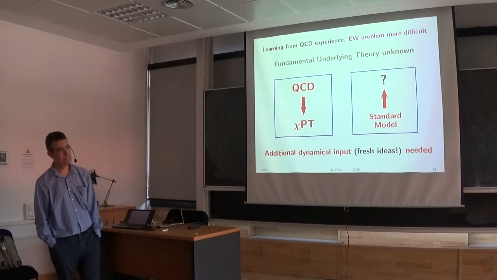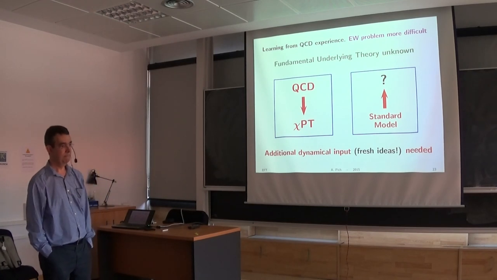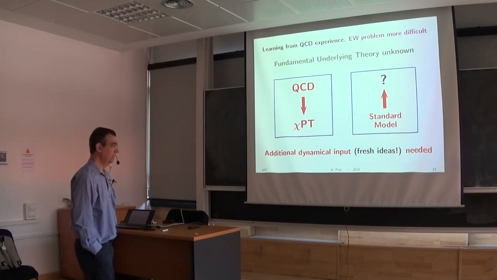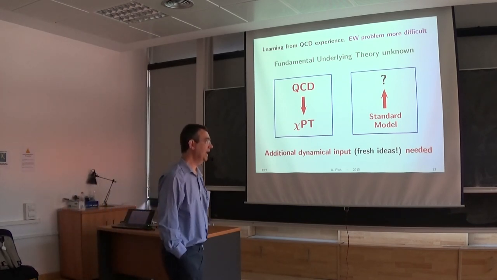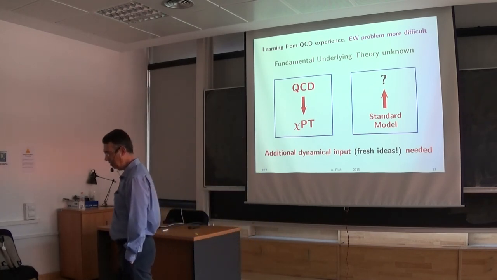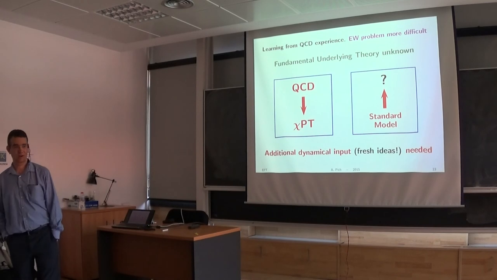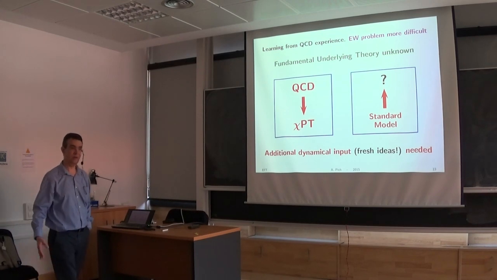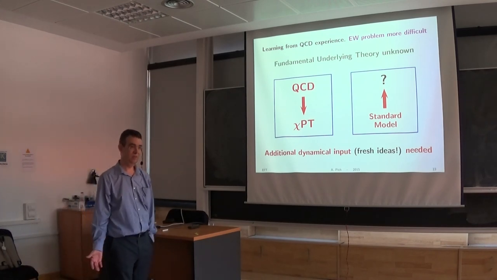Is there any reason why the underlying theory of the standard model should be asymptotically free? No. I mean, okay, I am perhaps too strong. Okay? Yes and no. Asymptotically free theories are perfect theories in the ultraviolet, okay, because they have a perfect ultraviolet property, so we like them.